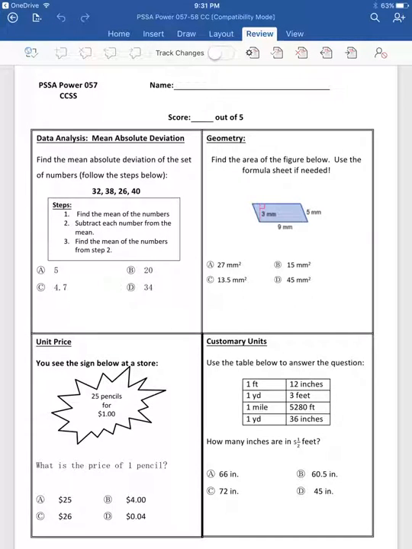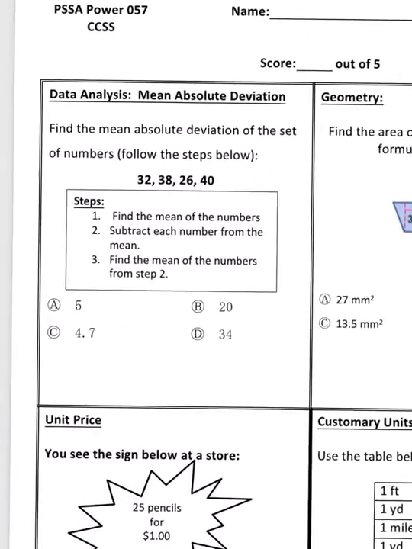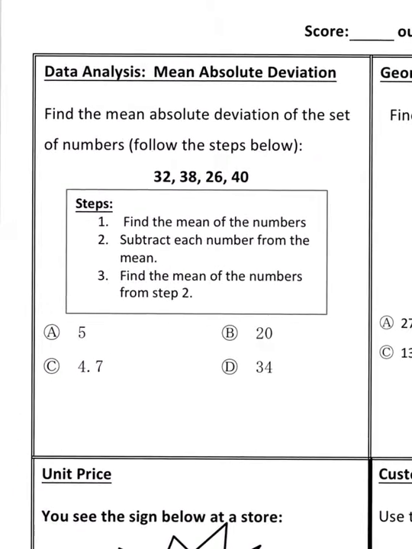Alright guys, you should have already done PSSA Power 57 on your own. And now we're going to go over it, and I want you to make all corrections. I will be checking. So, we're going to start with the first one, mean absolute deviation. Now, this is a huge pain in the butt.